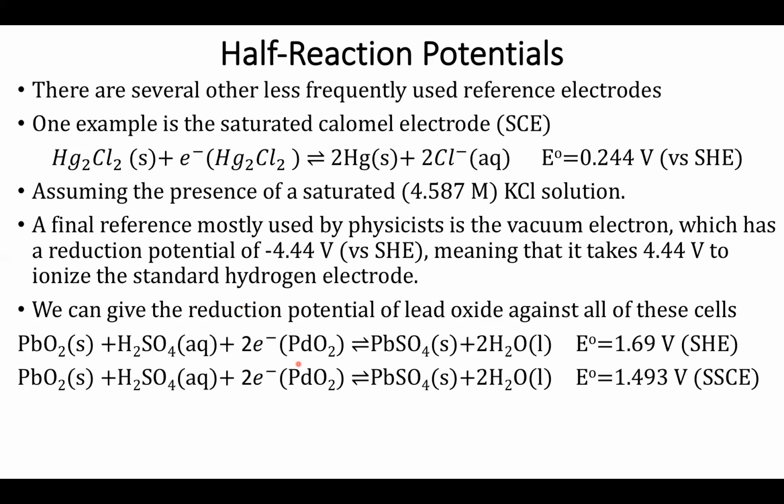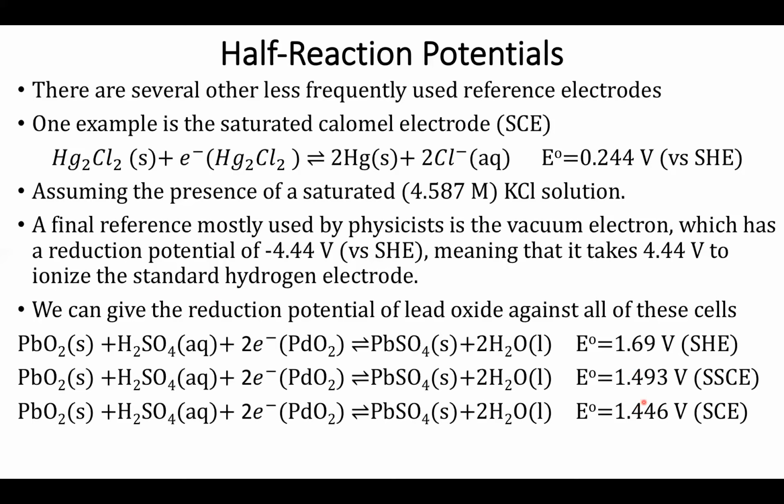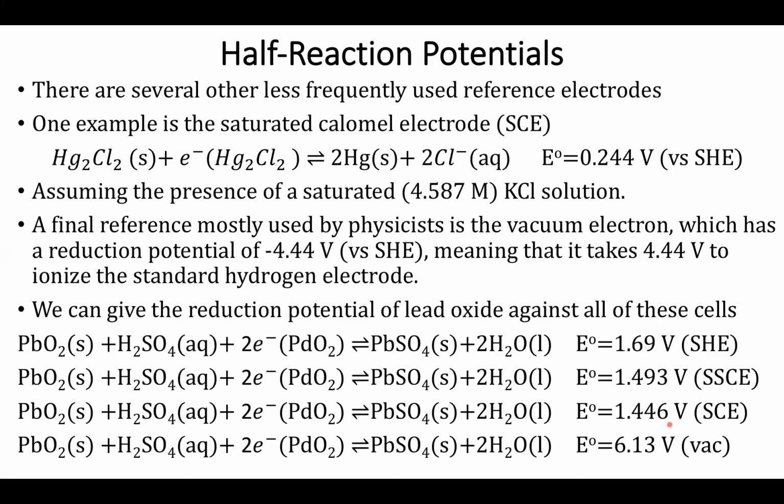In comparison, if I use a silver chloride electrode, this potential drops to 1.49. Again, this is because the silver chloride is a little bit more reluctant to give up an electron than the hydrogen electrode is. And similarly, the calomel electrode is a little bit less likely yet to give up an electron. However, if I compare it to the vacuum, well, it turns out that lead oxide will suck any electrons straight out of vacuum, which shouldn't be too surprising.